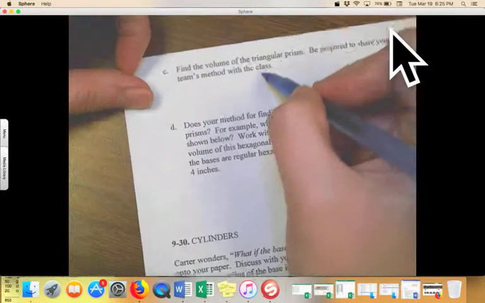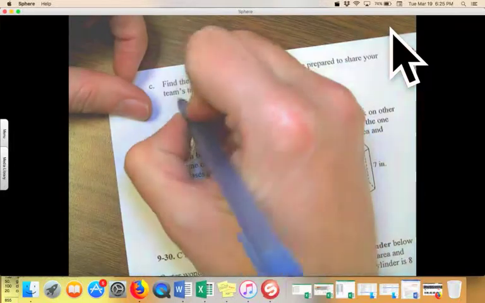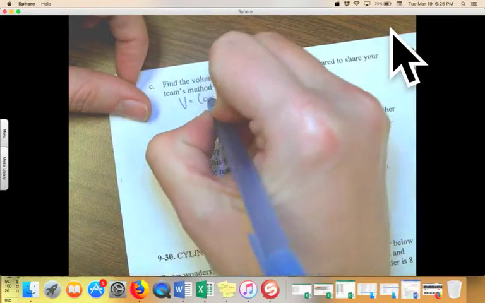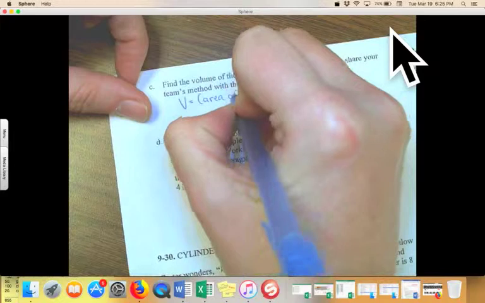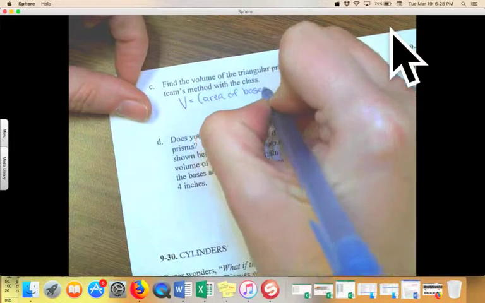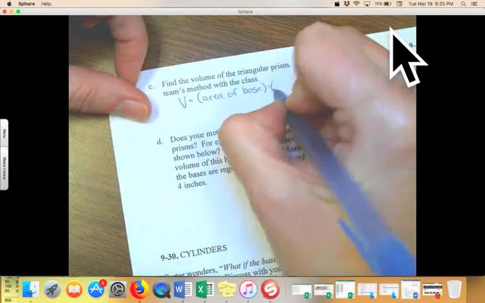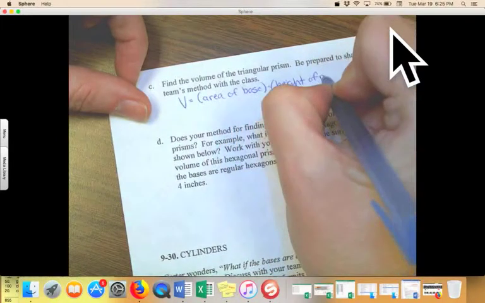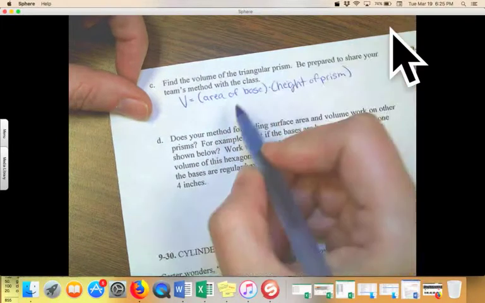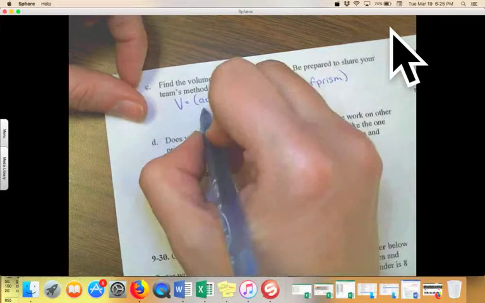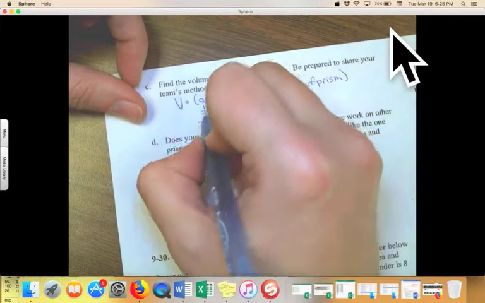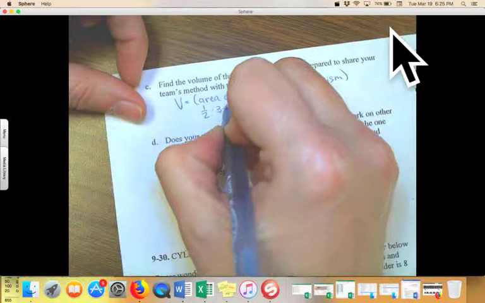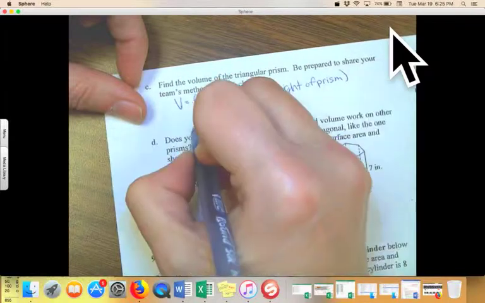Anytime that you are finding the volume of anything, you're going to find the area of the base and multiply that times the height of the prism. Okay? So in our case here, our base is a triangle. And the area of our triangle is 1/2 times base times height. So there's the area of one base.